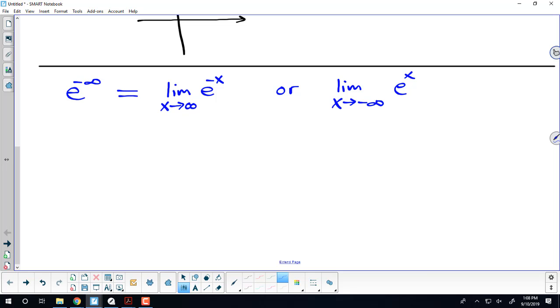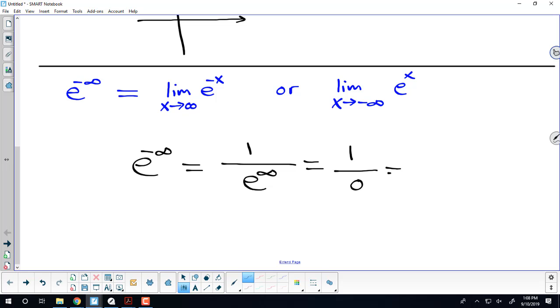Let's think about it algebraically. If I'm thinking about this as e to the negative infinity, writing that with positive exponents, I write that as 1 over e to the positive infinity, which is 1 over something huge. A fixed number over something that's getting larger and larger is something that's getting smaller and smaller as a quotient. So that's 0. Okay, cool.